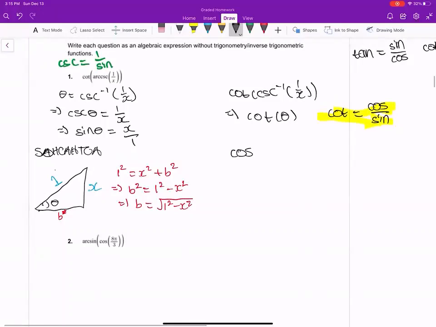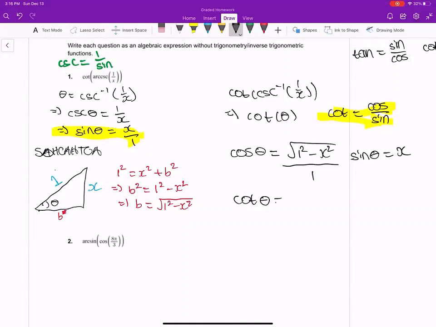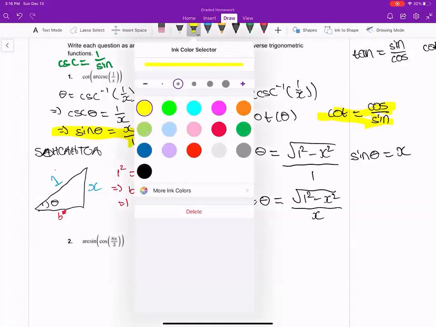Cos theta is adjacent over hypotenuse by our triangle. So you would get adjacent, which is square root of 1 squared minus x squared, over 1, because our hypotenuse is 1. And our sine theta is, recall we calculated that right over here, x. So cot theta simplifies to cos over sine, so you get square root of 1 squared minus x squared divided by x as your final answer.